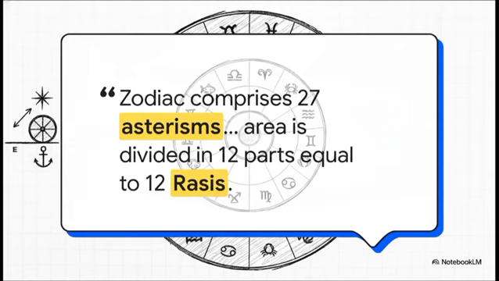The ancient text is super explicit about this division. Looking at verses 4 through 6, it translates directly: the said zodiac comprises of 27 asterisms. The same area is divided in 12 parts equal to 12 rasis. It then goes on to explain that the specific sign rising on the eastern horizon at the exact moment of birth is mathematically calculated as the lagna, or the ascendant. That rising degree literally becomes the anchor for everything else.